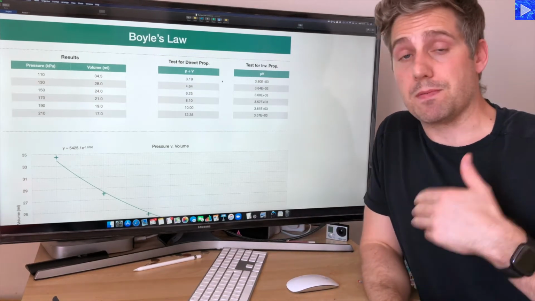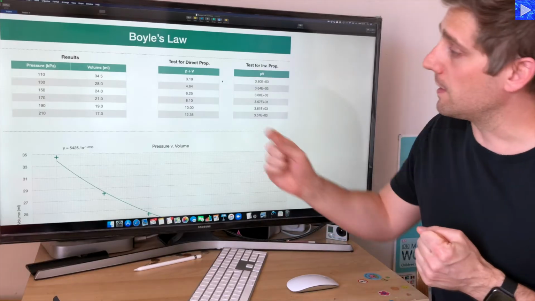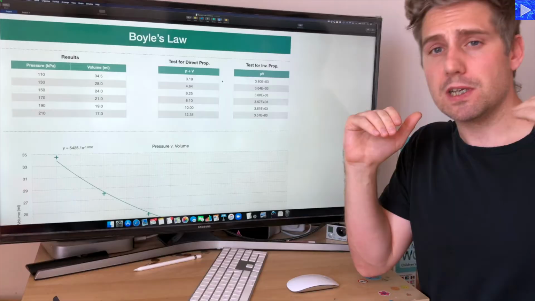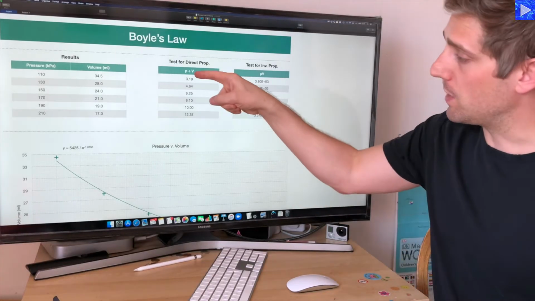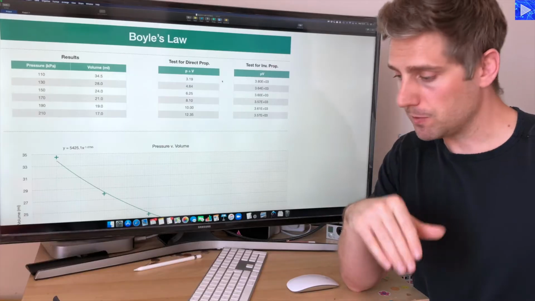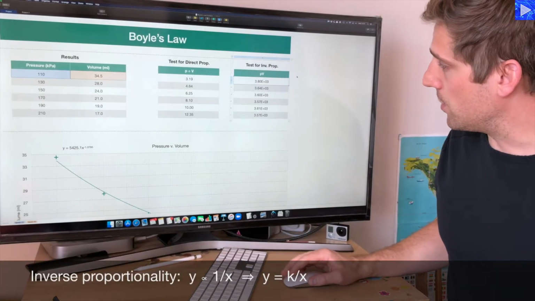With real data, you have to bear in mind that there is some randomness, and therefore you won't get exactly the same value each time. You're looking to see, is it roughly the same? But when it's clearly going up or clearly going down, then you know the test has failed. All right, let's look at the inverse proportionality table over here.